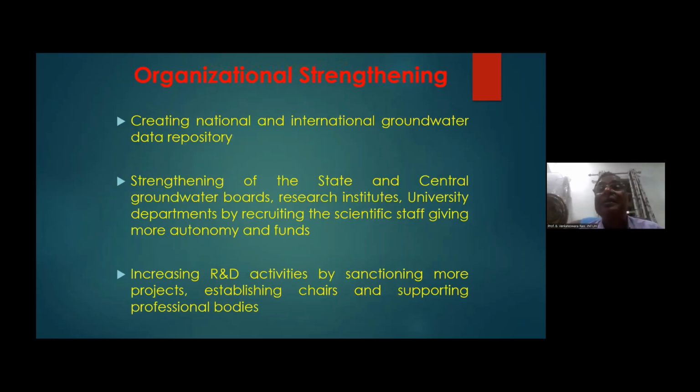Organizational strengthening, of course, with regard to the subject, includes creating a national and international groundwater data repository at an international level. Many people are working on it. The state and central groundwater boards are to be strengthened nowadays. Research institutes are to be strengthened for groundwater studies and so on. At an institutional level, capacity building should also be increased.